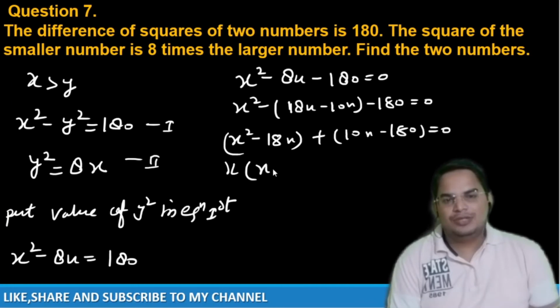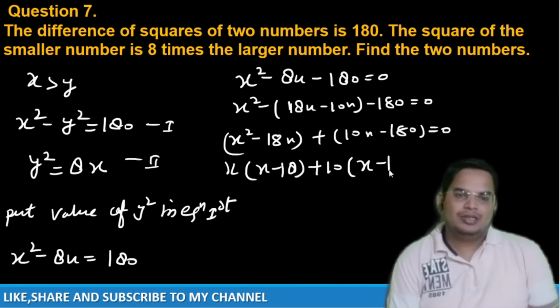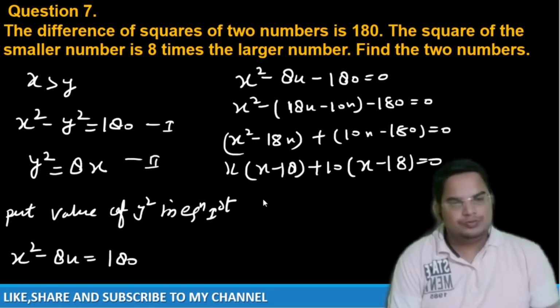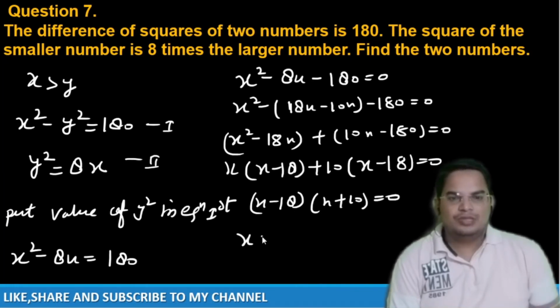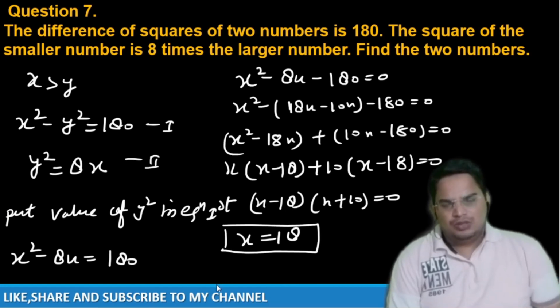After this take the common x, it becomes x minus 18. From here take the common 10, it becomes x minus 18 is equal to 0. This is x minus 18, this is x plus 10 is equal to 0. So from this line you can say x is equal to 18. So the value of x is 18.